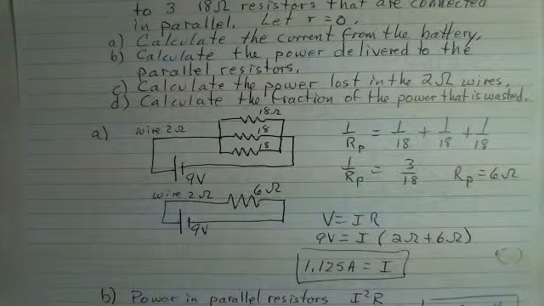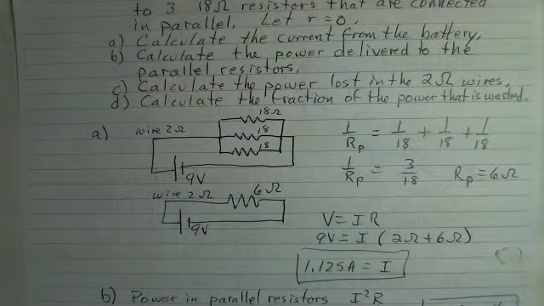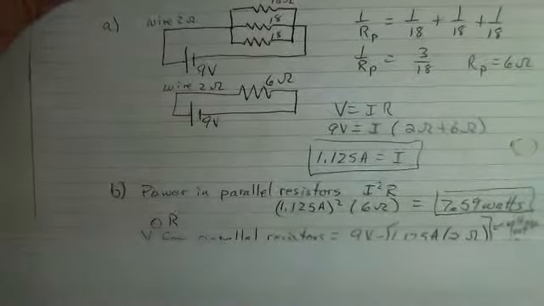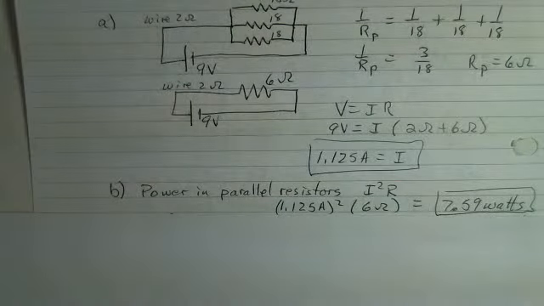How much power in the parallel resistors? Well, let's go ahead and use I squared R. We could use IV, but let's use I squared R. We have the current squared, 6 ohms is the net parallel resistance, 7.59 watts in that situation. 7.59 watts from the I squared R calculation.